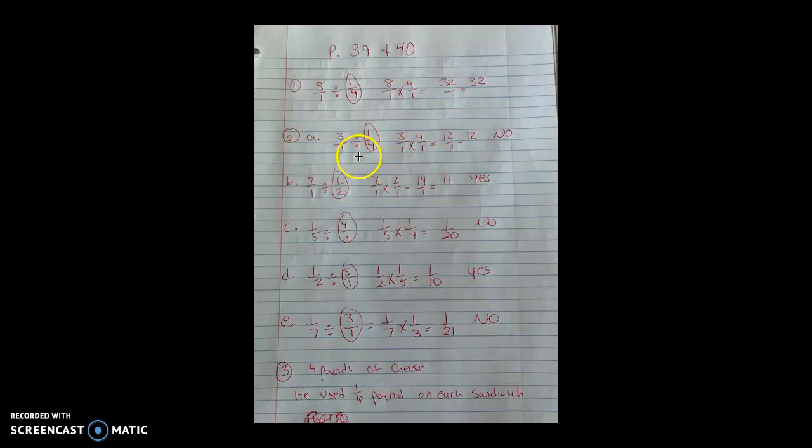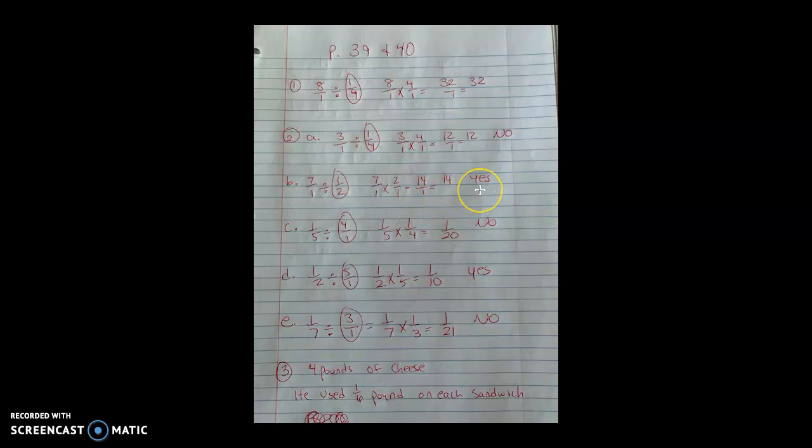For 2a, you're taking 3 over 1 divided by 1/4. So you circle the second fraction and flip it. So you have 3 over 1 times 4 over 1 equals 12 over 1, which equals 12. So they are not correct. For b, you have 7 over 1 divided by 1/2. Circle the second fraction and flip it. So you get 14 over 1.